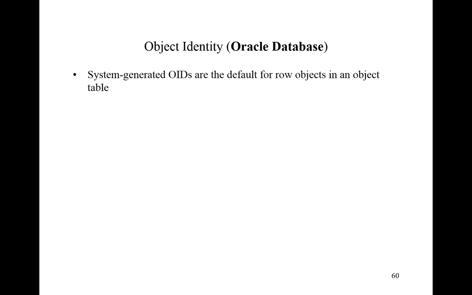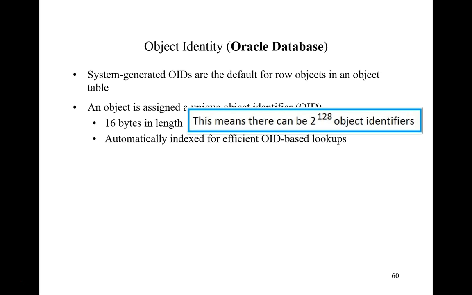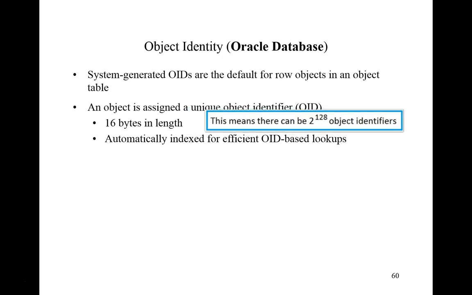System-generated OIDs are the default for row objects in an object table. An object is assigned a unique object identifier which requires 16 bytes of storage. The objects are automatically indexed for efficient OID-based lookups. So there's a performance factor here in terms of how Oracle has implemented this. Additionally, Oracle database supports up to 2 to the 128th power object identifiers based upon the length of an object identifier.